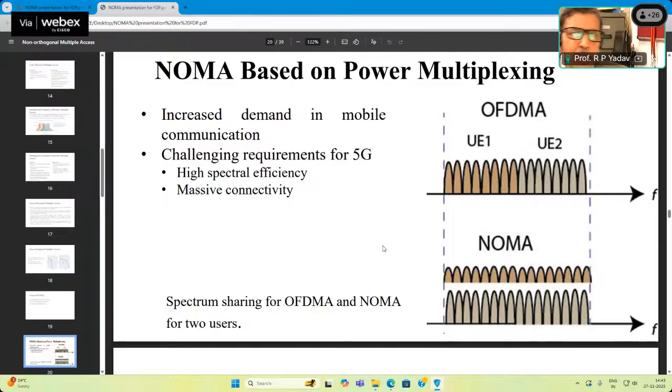Both of them are utilizing separate allocated bandwidths. On the x-axis is the frequency, so each user has a particular frequency spectrum allocated. Now, if you look at NOMA, the whole of the frequency is being shared by two users.